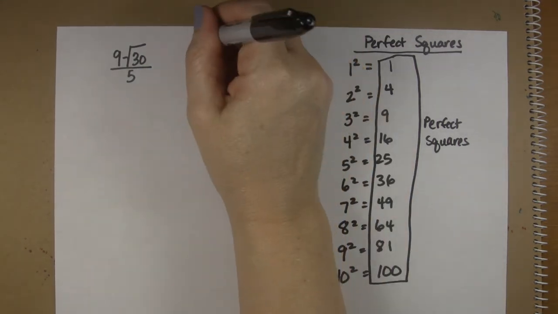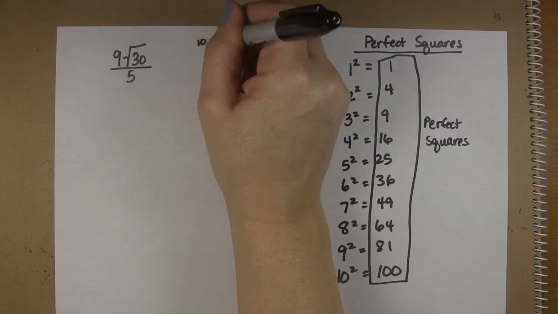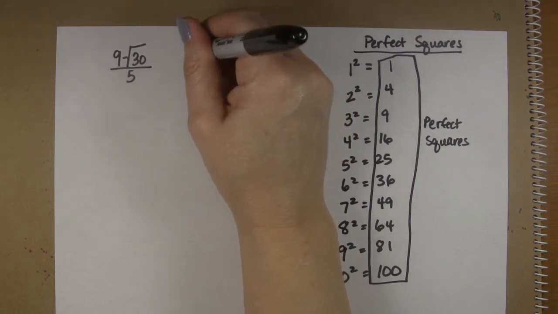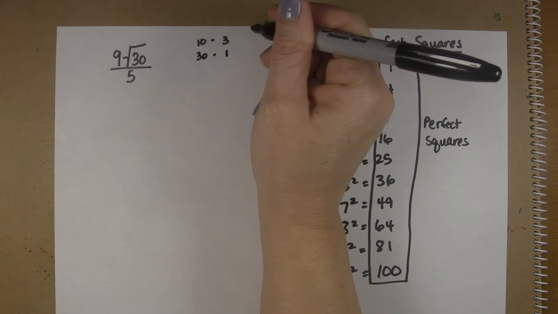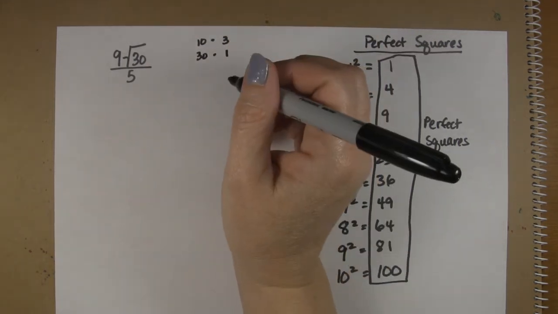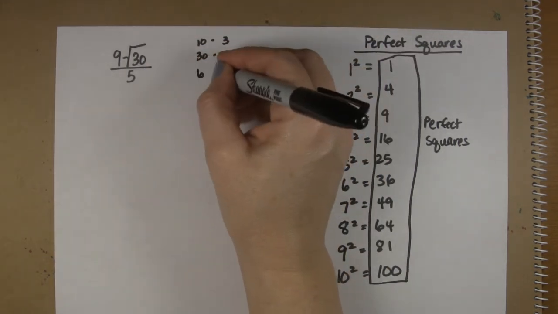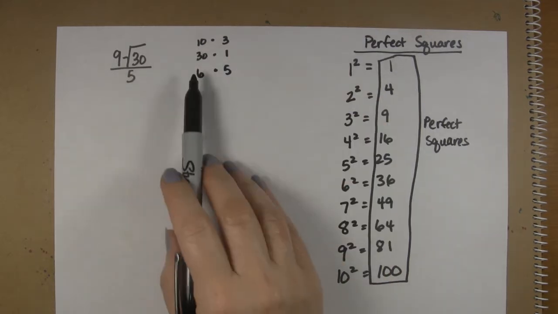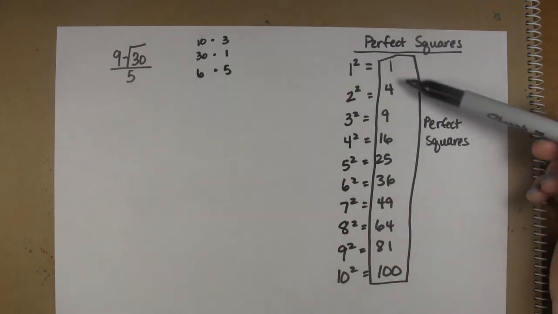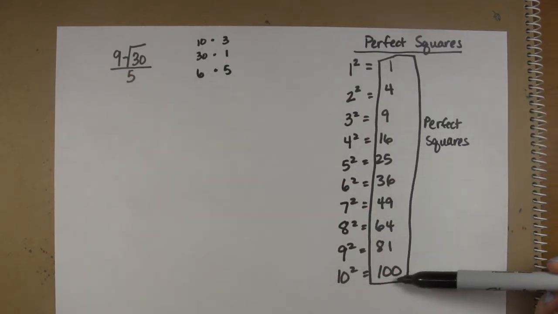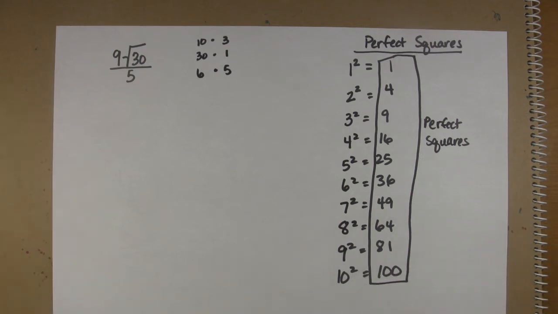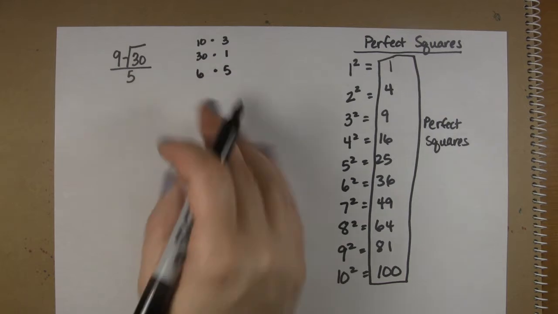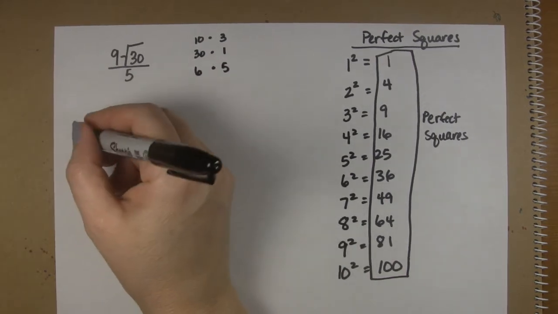You can do 10 times 3. You could do 30 times 1, and you could do 6 times 5. And none of these appear in this column. So you can't reduce it at all. All right, let's do one more that might have to be reduced.